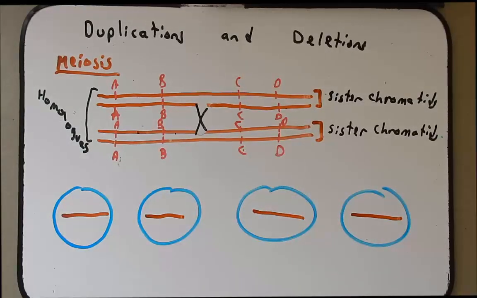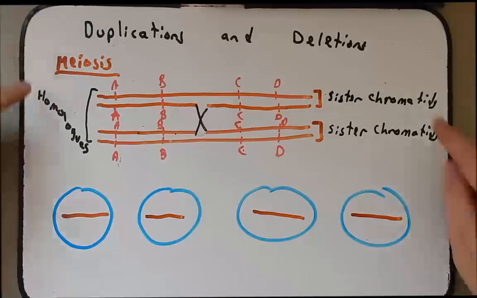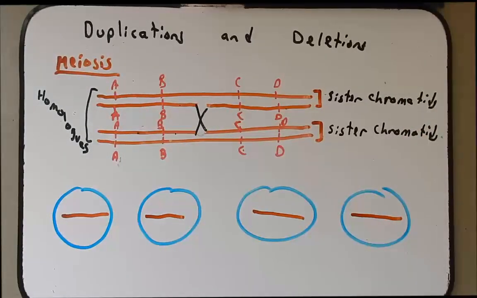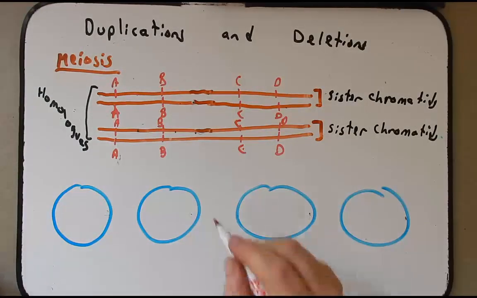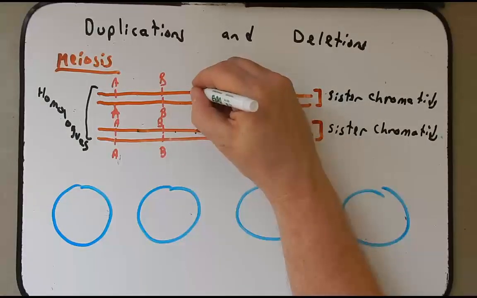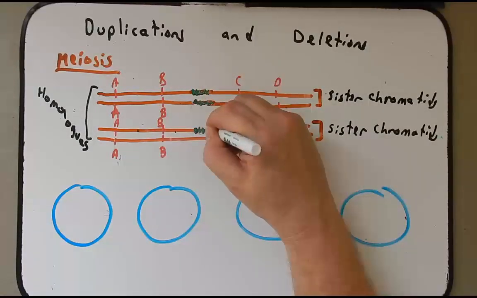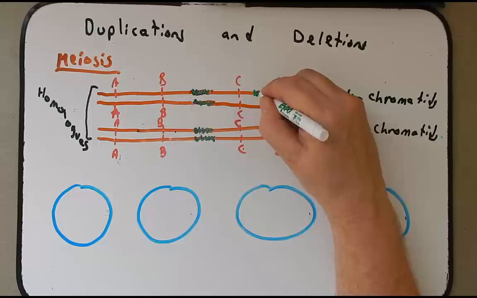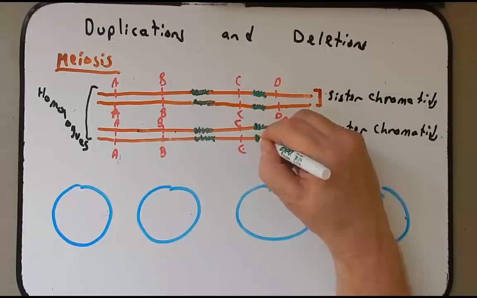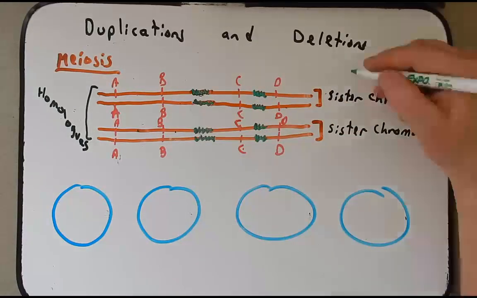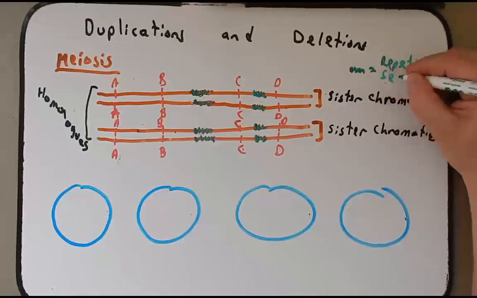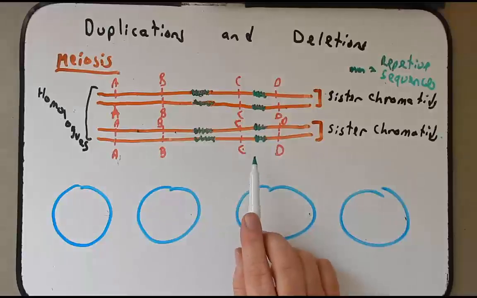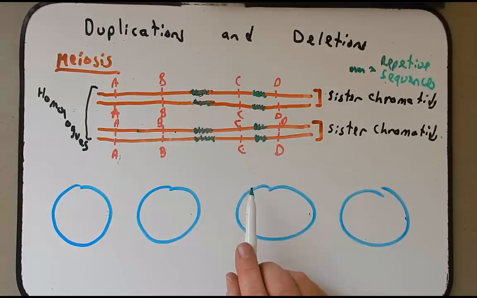So how does this explain how we're going to get duplications and deletions? Well, we're going to have to reach back into our memory and remember something called repetitive sequences. So let's think about these repetitive sequences, and I'm going to put them right here. The thing about these repetitive sequences is that they share a high degree of sequence similarity. Let's make a key here. That's equal to repetitive sequences. All these repetitive sequences, as I just said, are by sequence very similar.